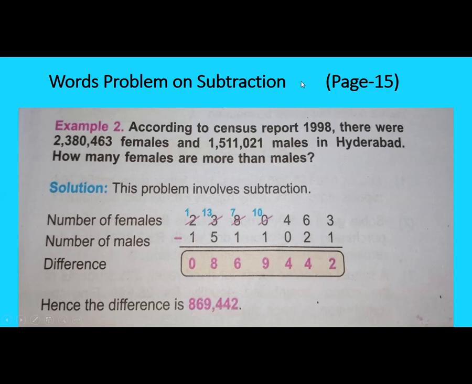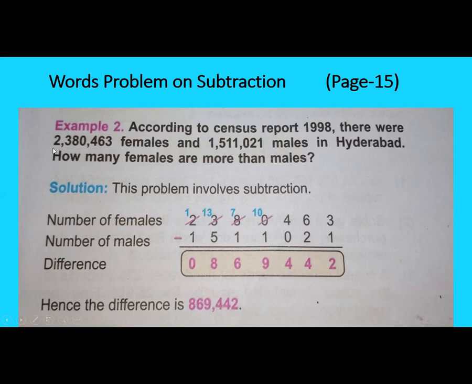Here is a word problem on subtraction from page number 15. This sum is taken from exercise number 1.6. They are word problems. Now, according to the census report of 1998, there were 2,380,463 females and 1,511,021 males in Hyderabad. How many females are more than males?